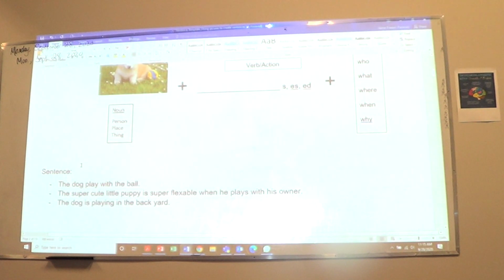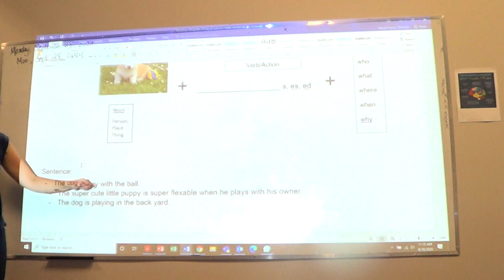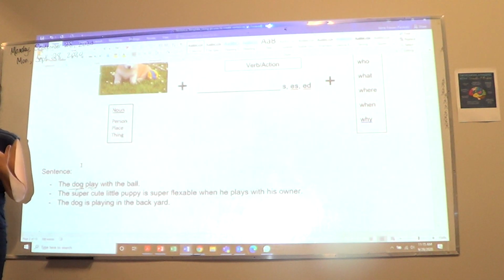If we look at the first one, we have the noun here at the beginning, which we also call our subject, which is the dog, and we have the verb play with the ball. Now, the dog played with the ball. There's something that we need to do to our verb here because it can't just not have an ending on it because we're talking about the dog.